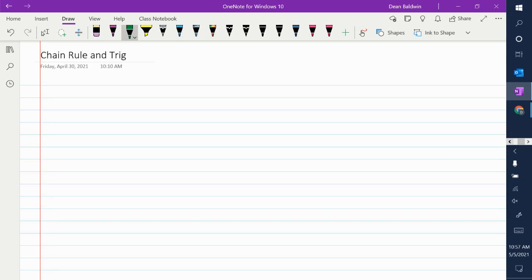Chain rule and trig. All right, we'll start with a simple one. Up till this point, we've only done derivative of sine x, derivative of cosine x. We haven't had anything inside the trig function other than x. And this is still chain rule. You're still using chain rule in this. The derivative of sine is cosine times the inside derivative, well, what's the derivative of x? It's 1, right? So that's what you have to do every time.